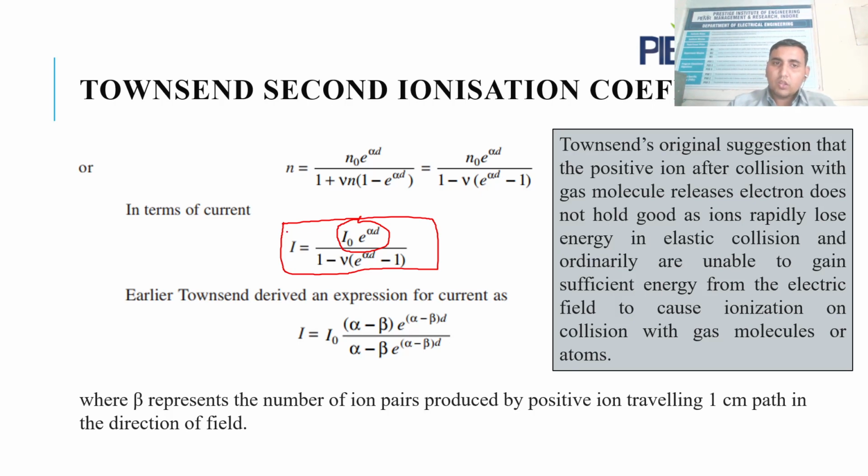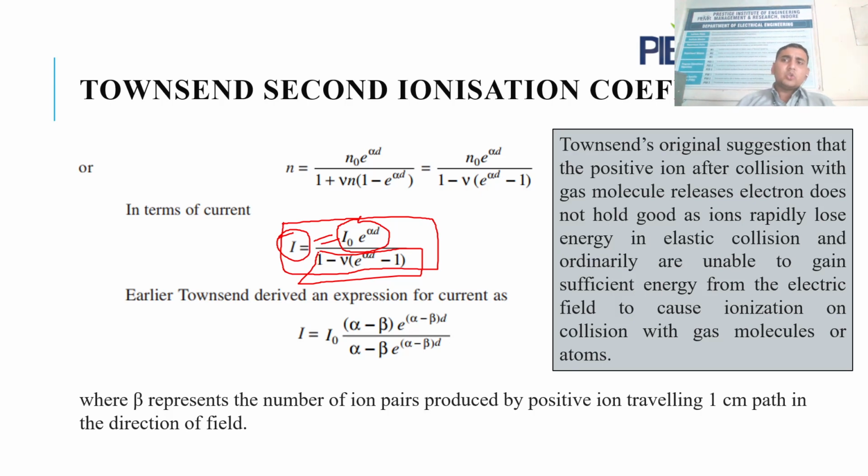This whole I naught e^(alpha d) is our first current growth method. Just we have to divide this by 1 minus gamma e^(alpha d), as per our second ionization coefficient method. That is how the earlier Townsend expression can be gathered throughout. We can express it as I equal to I0 e^((alpha minus beta) d), where beta is the number of ionization pairs by the positive ion.